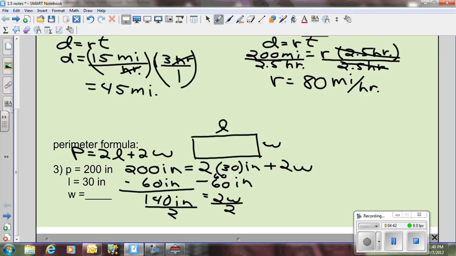Now you'll notice when I subtracted the inches, it just stays inches. If I were to multiply the inches, what would I have? Inches squared, and that's when you get area. Okay? So then I get W equals 70 inches. Don't forget to label it. Questions on those? Pretty straightforward, but I want to see all the work. Okay? That's it? Nope.